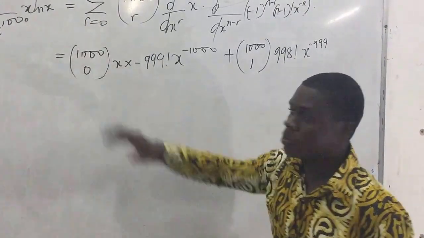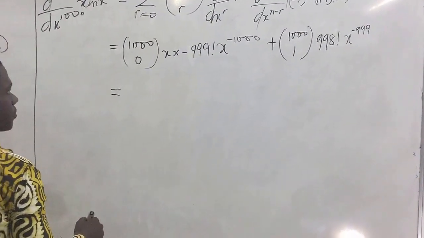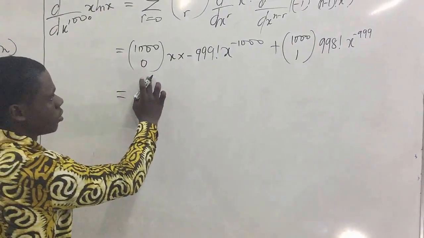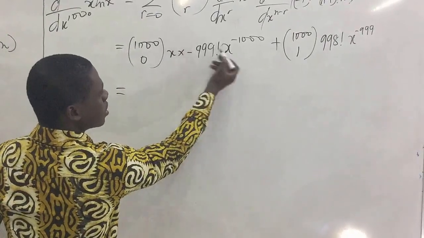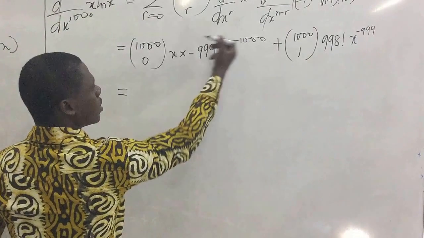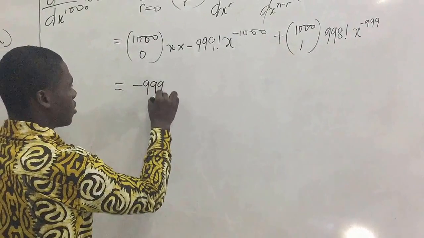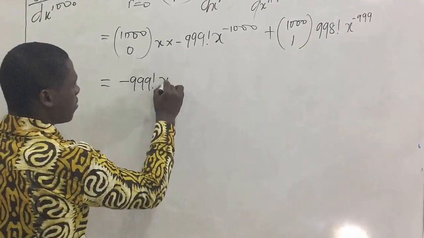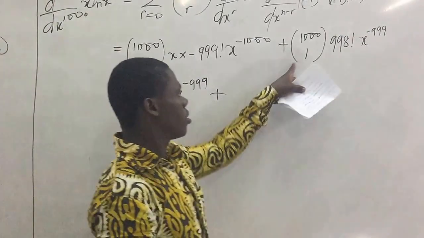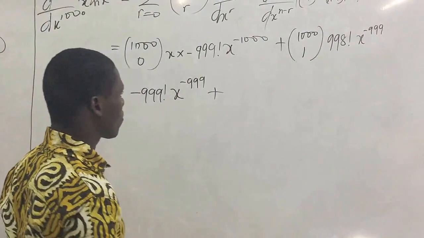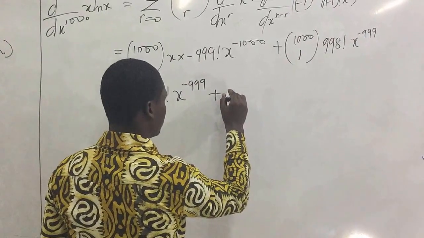The only thing left is for us to simplify a bit, so we come here. So this gives us 1. We have 1 here. Then this x here is to power 1. So when the bases are the same and we are multiplying, then we add the powers. So this gives us negative 999 factorial multiplied by x to the power 999. Then plus, so this gives us what we have here. So this gives us 1000. We have 1000 here.